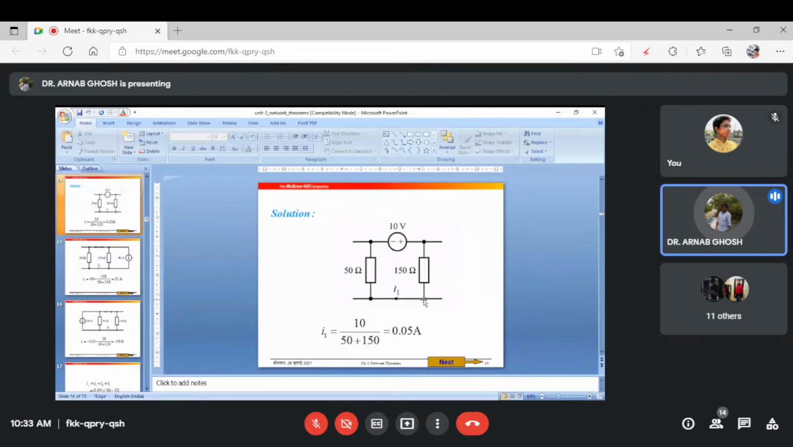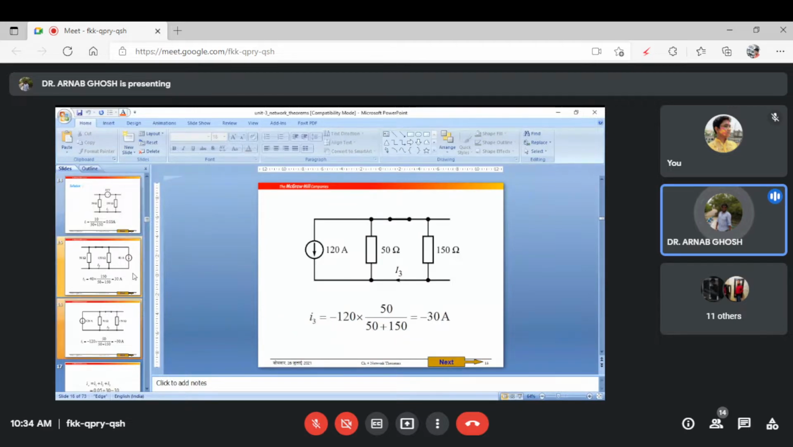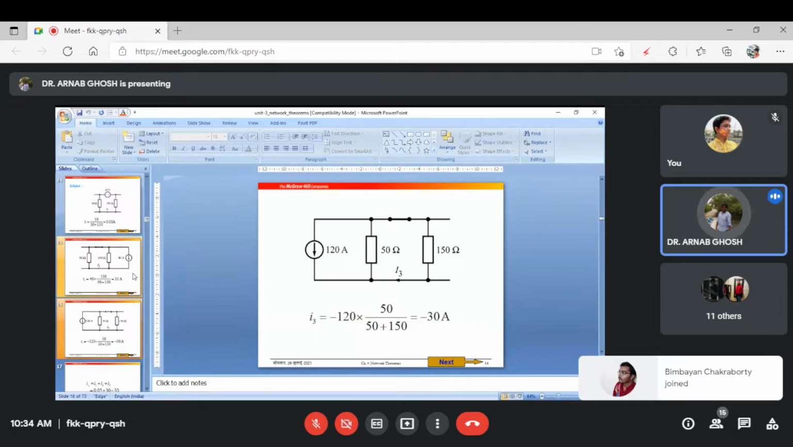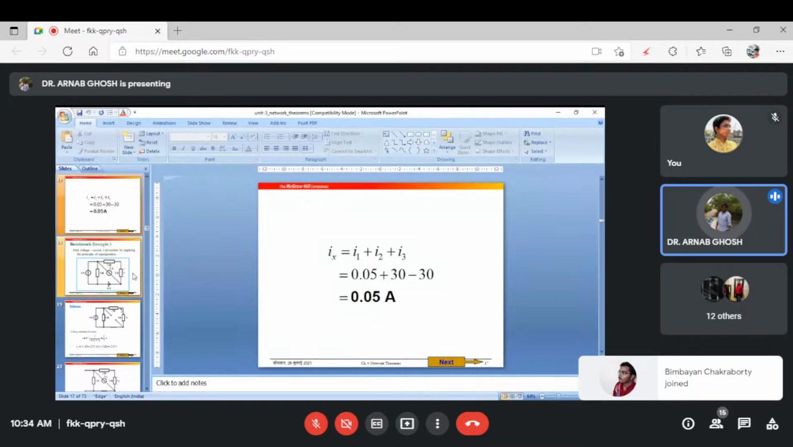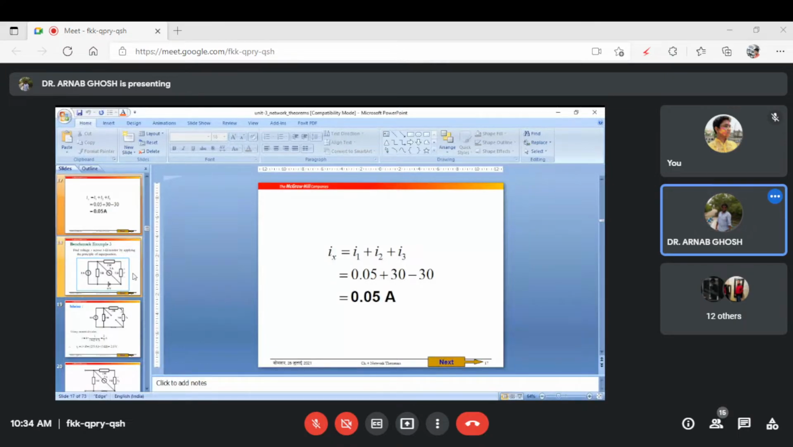So for the first source you are getting this is 0.05 ampere. For the second source you are getting plus 30 ampere. For the third source you are getting minus 30 ampere. So that is why you need to add these three parts, and you are getting this as 0.05 ampere. Plus 30 minus 30, this is getting cancelled out and you are getting 0.05 ampere. Okay. Yes, sir.